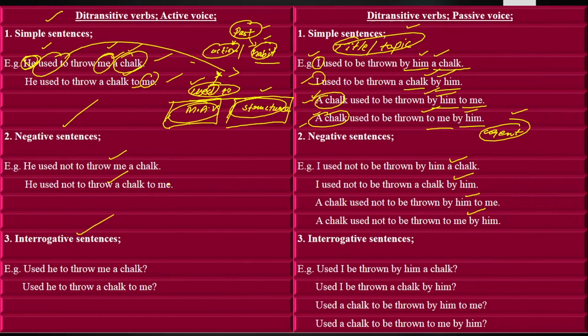Next, interrogative sentences. Those sentences in which we ask questions, put queries, are called interrogative sentences. Used he to throw me a chalk? Used he to throw a chalk to me? Used I to be thrown by him a chalk? Used I to be thrown a chalk by him? Used a chalk to be thrown by him to me? Used a chalk to be thrown to me by him?